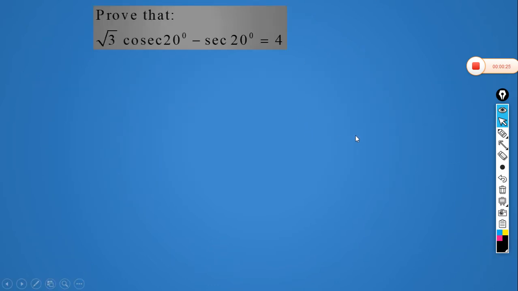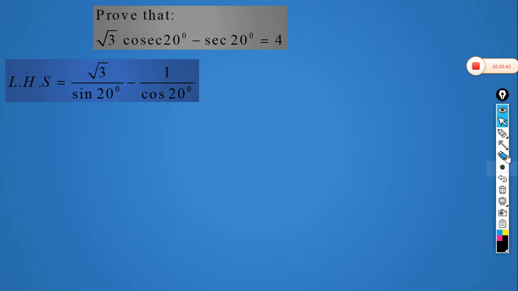So the question for today is, you'd need to prove that root 3 cosec 20 degrees minus sec 20 degrees is equal to 4. So we take the most complicated hand side to start the question off. And for this question, it is undoubtedly the left hand side.